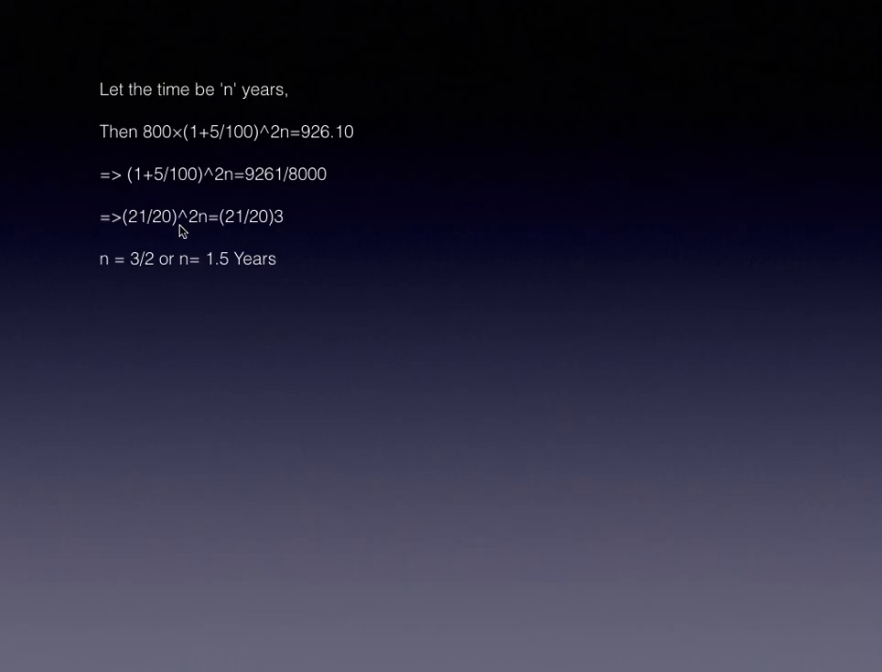Therefore 21 by 20 whole raised to 2n is equal to 21 by 20 cube. From this we can equate 2n to 3, that is 2n is equal to 3, therefore n is equal to 3 by 2, or 1.5 years.